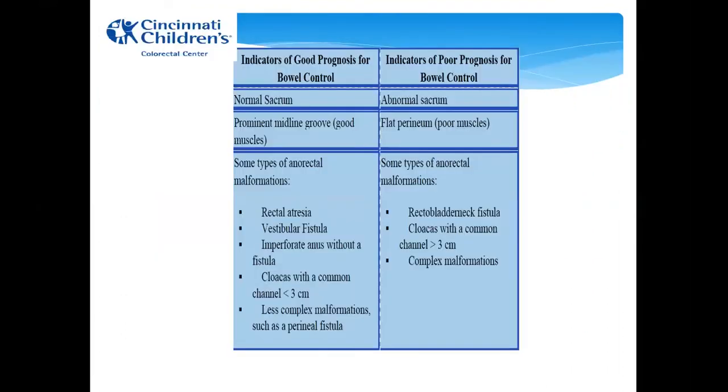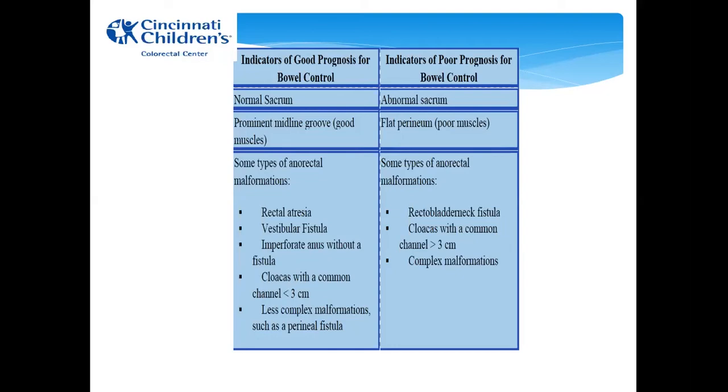Next, please. In Cincinnati, the colorectal center has identified a group of patients who had poor prognosis compared to good prognosis. So let's start with the poor prognosis group on the right side table. Those patients who had an abnormal sacrum or even absent sacrum, who had a flat perineum with poor muscles, and have those types of anorectal malformations like rectal bladder neck fistula, or high or long common channel cloacas, or complex cloacal malformation. We anticipate those patients under the category of poor prognosis with fecal incontinence.